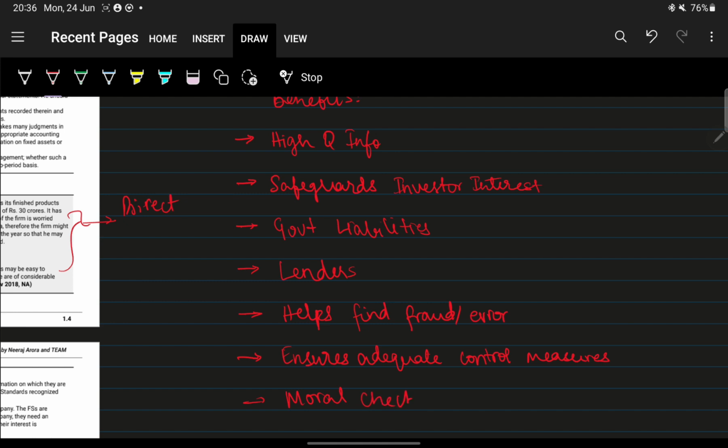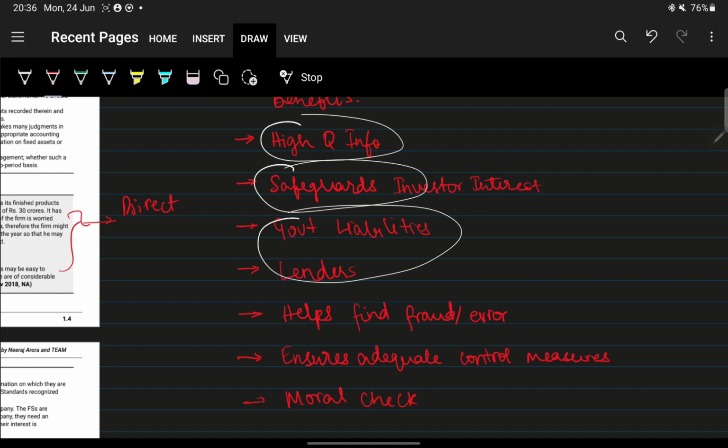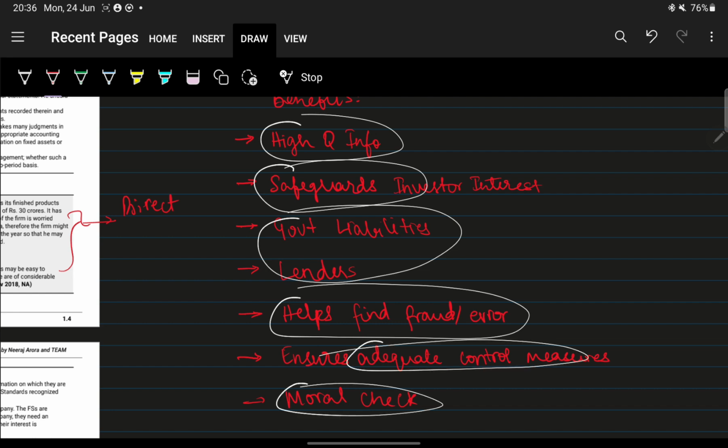Okay, so how was this entire answer memorized? It was through the process of relating it to the relation between a child and their parents. Here the parents give high quality information. It safeguards our interests. Our parents give us high quality information, they safeguard our interests, they protect us from liabilities, right? But we commit fraud or error with them, and so they ensure adequate control measures and they keep a moral check on us, okay?